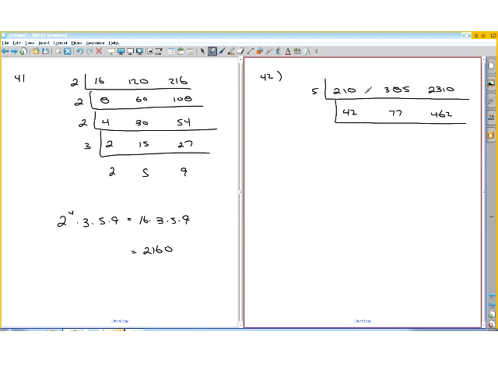Okay, now is there another prime number? 5's not going to work because we don't end in 0 or 5. So 7's an option because this divides by 7, this divides by 7. 462 divided by 7, does that work? It does, so 42 divided by 7 is 6, 77 divided by 7 is 11, 462 divided by 7 is 66.